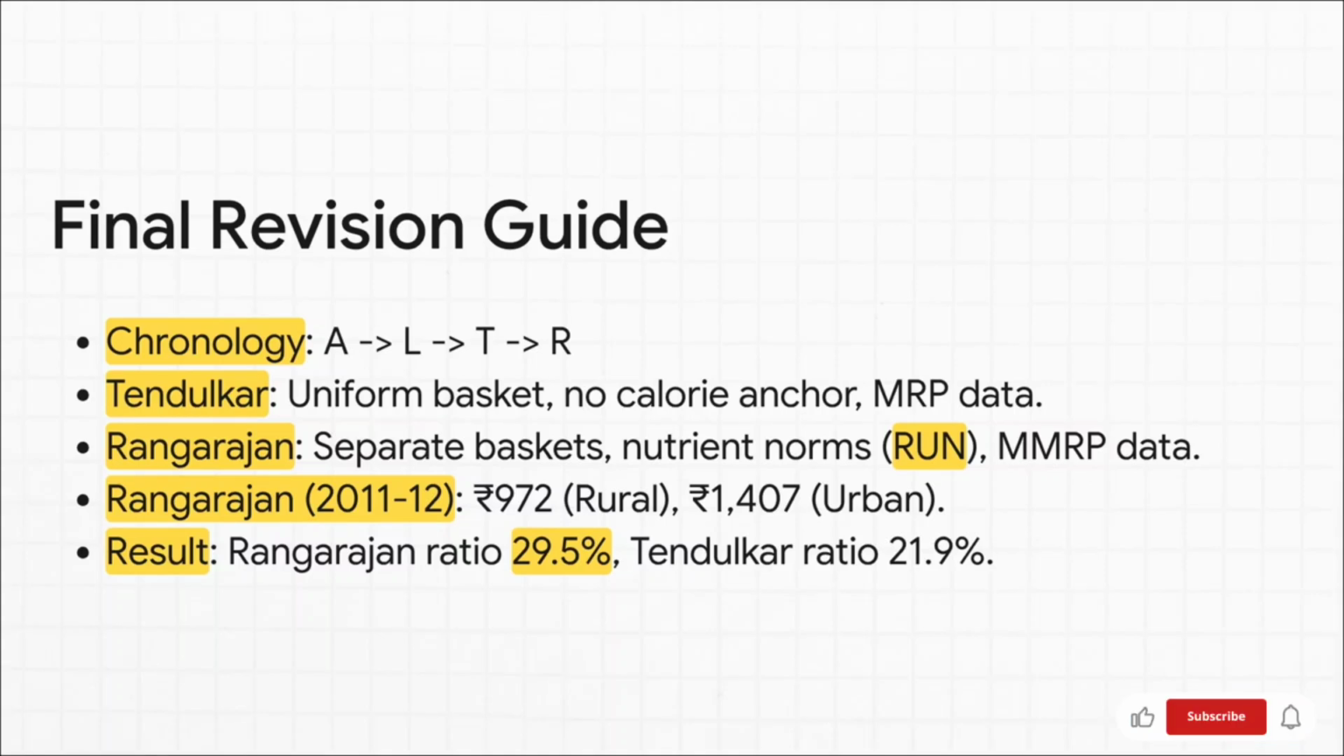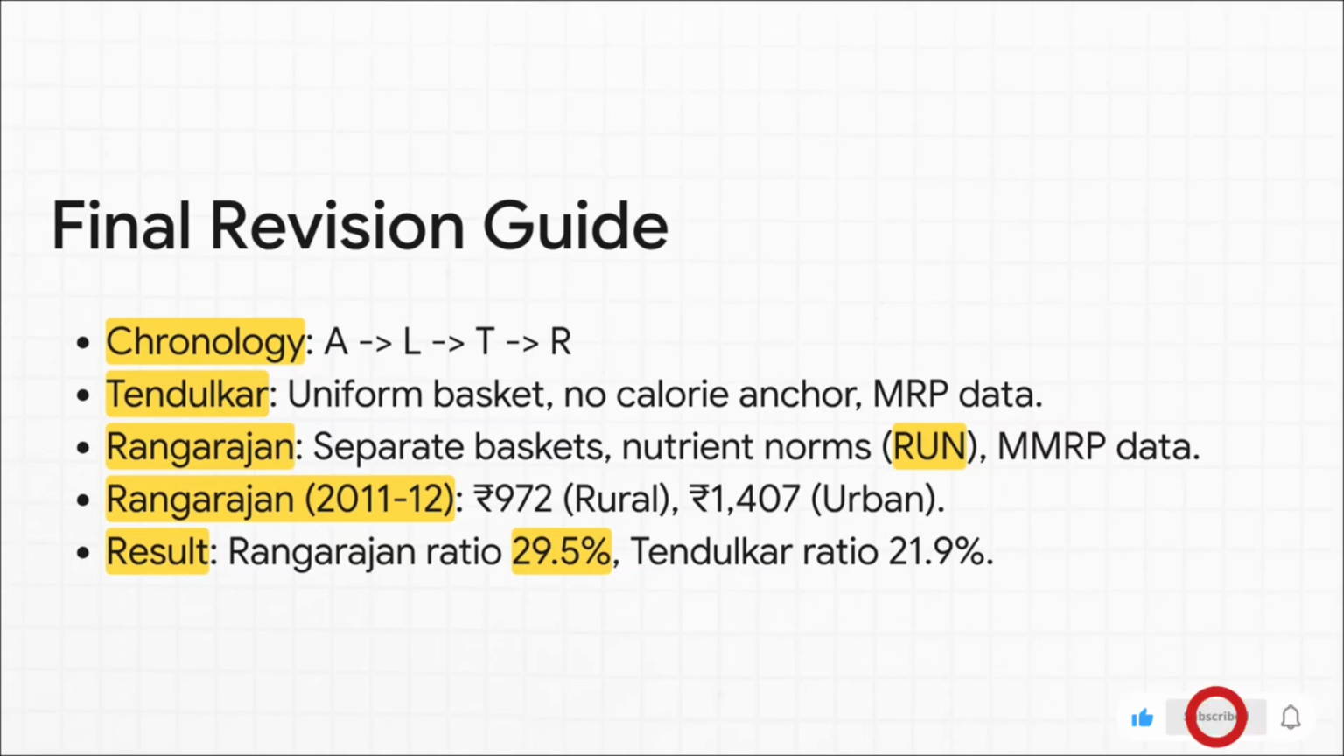First, the chronology. Remember ALTR, all lions tackle rabbits. Know the unique contribution of each. Alagh gave us the calorie norms. Lakdawala introduced state-specific lines. Tendulkar made that huge controversial shift to a uniform urban basket and used MRP data. Then Rangarajan came in and, remember our mnemonic, decided to RUN. He reverted to separate baskets and used nutrient norms again with the more precise MMRP data.